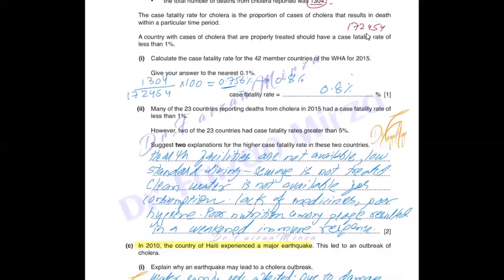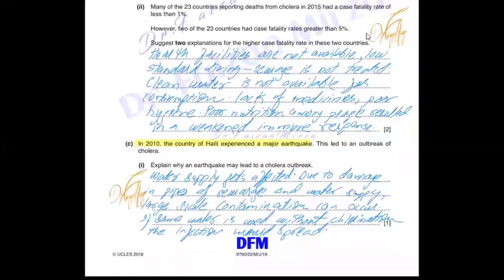Many of the 23 countries that reported deaths from cholera in 2015 had a case fatality rate of less than 1%. However, two countries of the 23 had a case fatality rate greater than 5%. So this asks for an explanation of the high case fatality rate in the two countries. Health facilities were not available, living standards were low, sewage was not treated, clean water was not available for consumption, there was a lack of medicines, and poor hygiene and poor nutrition among people resulted in a weakened immune response. So all these can be mentioned.